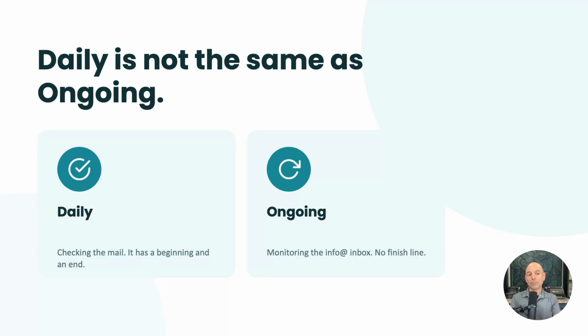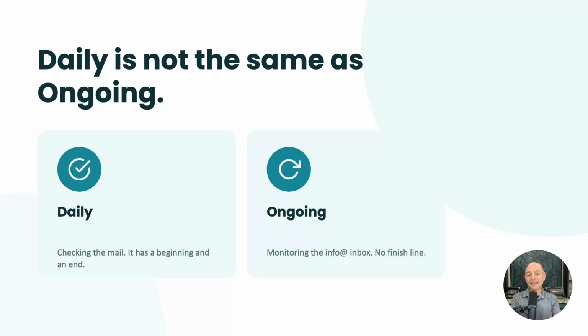When we ask our staff members to mark the frequency, they'll often have questions about a couple things. First of all, they might ask, what is the difference between a daily task and an ongoing task? Well, a daily task is something that has a beginning and an end. For example, checking the mail that comes from the United States Postal Service. That has a beginning. You go to the P.O. box or you go to the mailbox, you get the mail, you sort it, you distribute it.